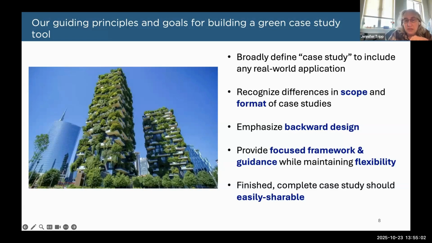We wanted to have something that was focused, a framework and guidance, but also knowing that we needed flexibility so that faculty could implement this as they desired. And we also wanted it to be shareable because we can all make our own case studies, but if we can share them, then we can make a lot more impact a lot more easily.